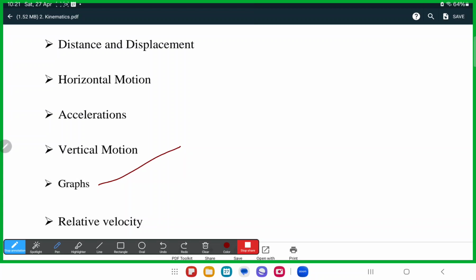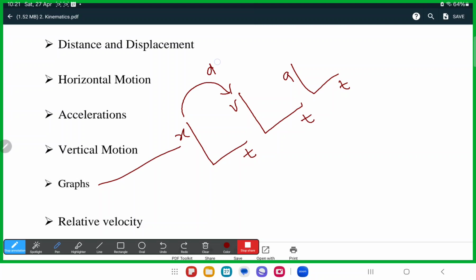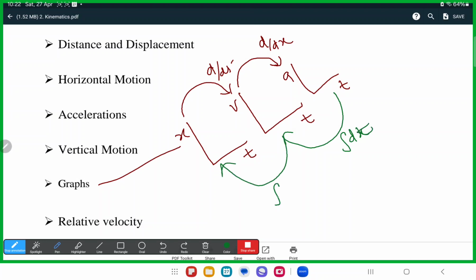Now, once we are talking about graphs, we have three types of graph: xt graph, vt graph, at graph. X to v, you already know, is differentiation. V to a, once again differentiation. And the reverse journey takes acceleration to velocity by integration, and v to x once again by integration. So kindly know this sequence, which will be very helpful for understanding the graphs.